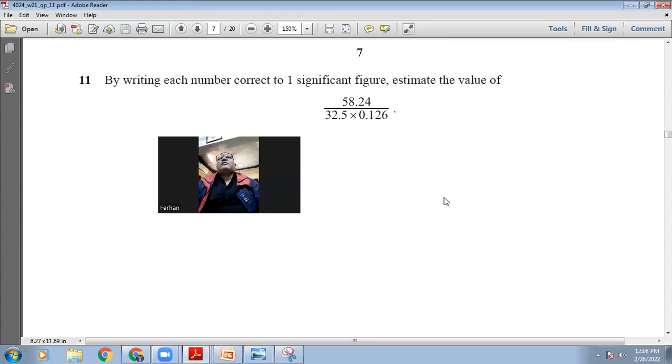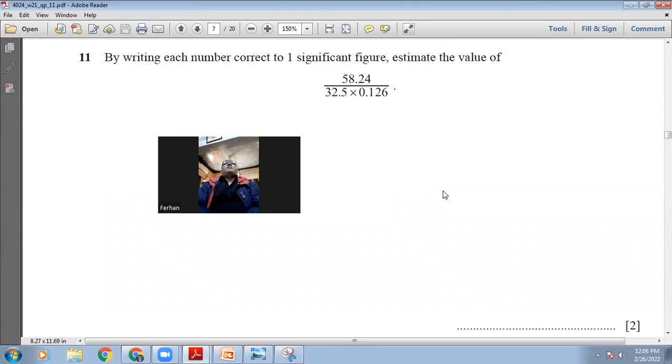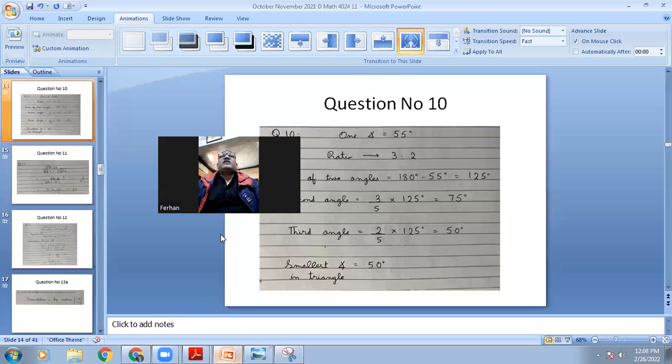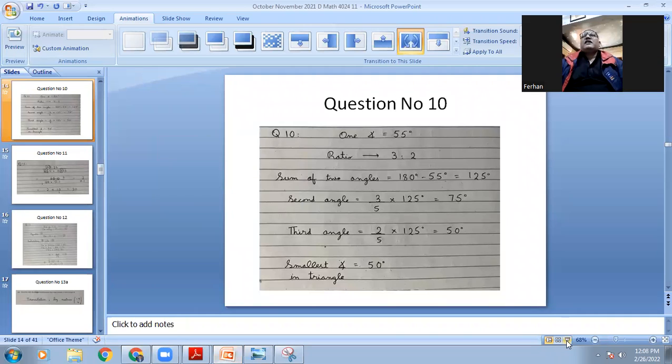Question number 11 is coming up on your screen. He says, by writing each number correct to one significant figure, estimate the value of this expression. Okay, so we have to round them off to one significant figure, and we have to estimate actually. So this 58.62 means 60, 32.5 means 30, and 0.126 means 0.1. So then I will do the calculation. Let me show you how this calculation is done.